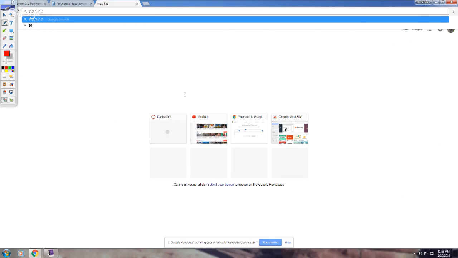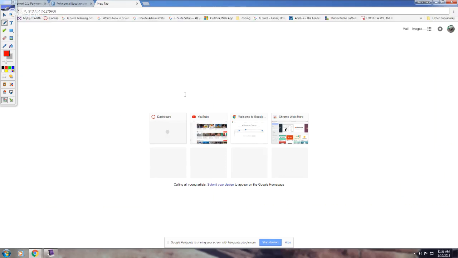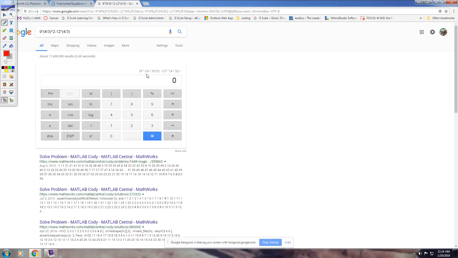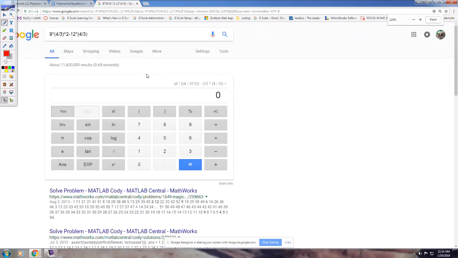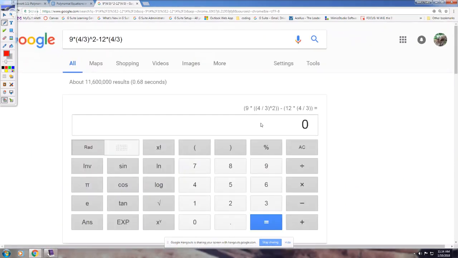Second column, minus 12 times parentheses, 4/3. And I hit enter. Google whips out its calculator for me. Come on, Google. Let's see here, if I zoom in, Google retyped what I typed with some extra parentheses, and it says, yeah, the answer is definitely 0 there.